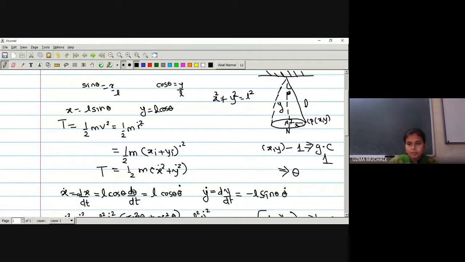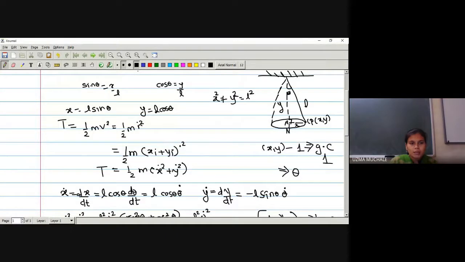It will be moving in this area. P(x, y) will describe the position of the particle at any point. What is theta? Theta is the angle made by the length of the string with the vertical. So theta itself will describe the position of a particle at any instant for a simple pendulum. And from Pythagoras theorem, we can say x square plus y square is equal to L square.